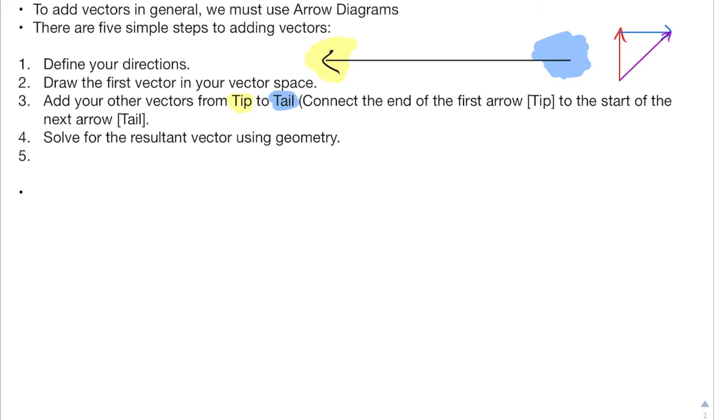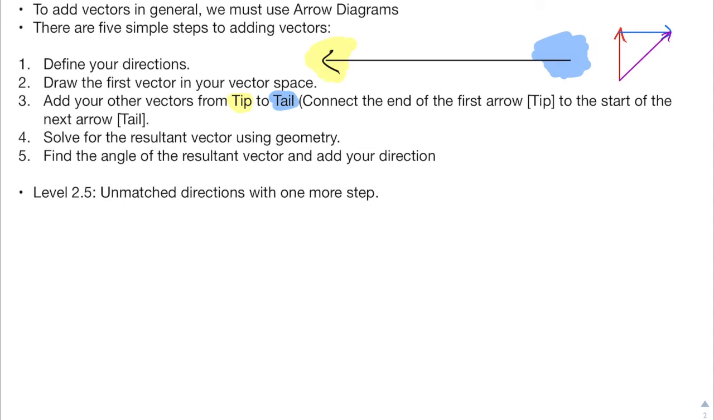Speaking of the angle, the last step is to find the angle of the resultant vector and add your direction. Now that we know the basic steps for how to add vectors, let's try our first level 2.5 question. What is 44 meters north minus 13 meters east?